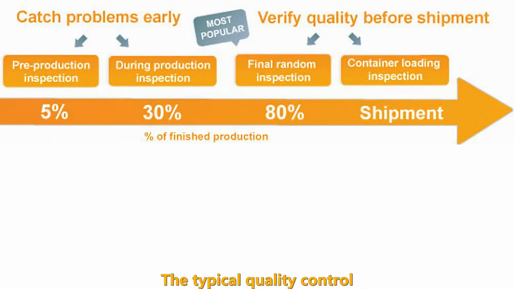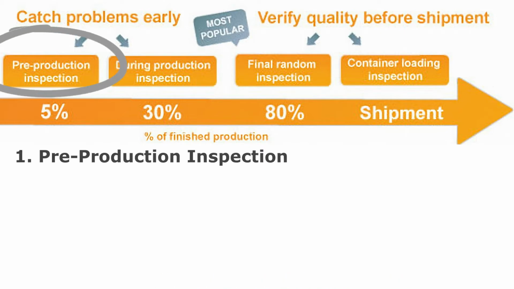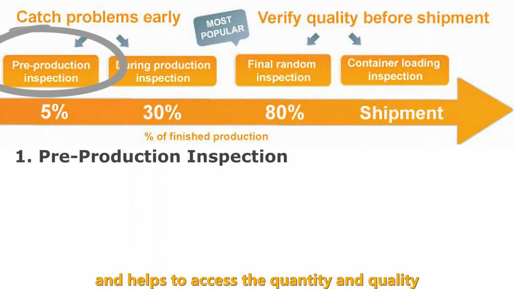The typical quality control inspection process includes 4 primary steps. Depending on the product, your experience with the supplier, and other factors, one or all of these steps may apply to your business needs. So the first one is pre-production inspection, also called PPI. The pre-production inspection is conducted before the production process begins and helps to assess the quantity and quality of the raw materials and components and whether they conform to the relevant product specifications.